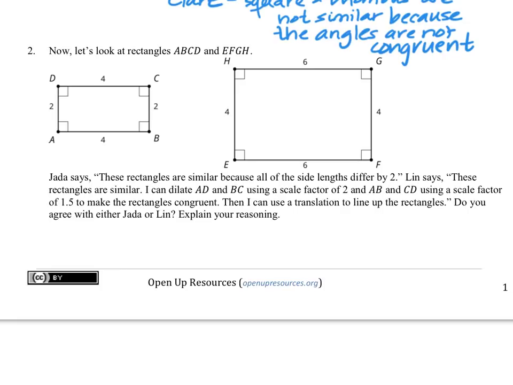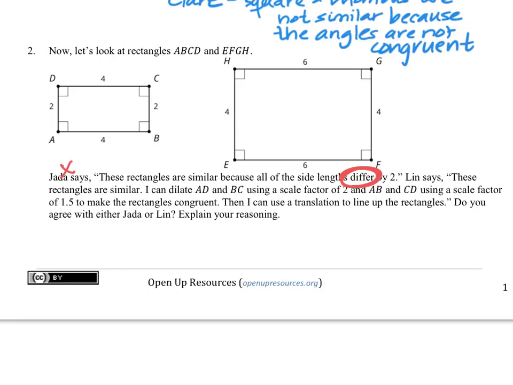In this example, we're going to look at rectangles ABCD and EFGH. Rectangle ABCD is 2 by 4, and EFGH is 4 by 6. Jada says these rectangles are similar because all of the side lengths differ by 2. Right away, that word differ should be a red flag, because we have never looked at differences in sides. We've only looked at scale factors. So right away, we're going to say we do not agree with Jada on this problem.